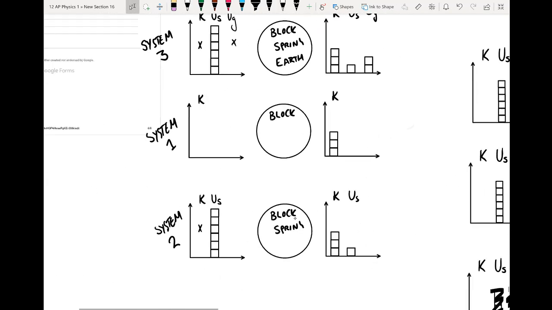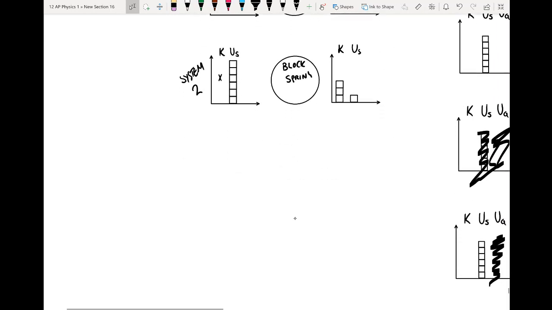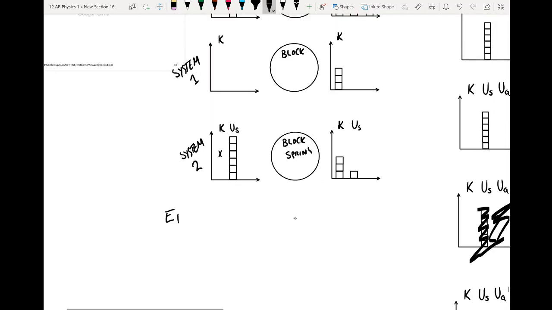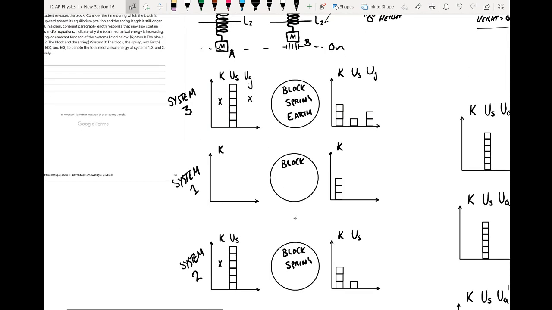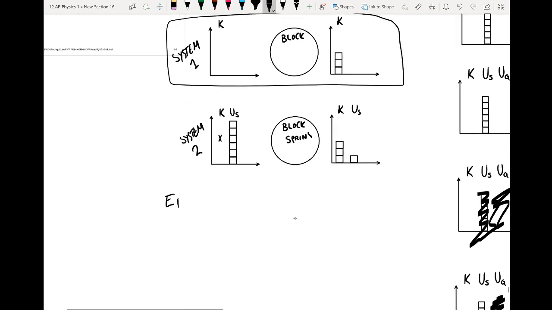So now let's think about what happened. Let's start off. So we can say, well, for system 1, so E1, the mechanical energy in system 1, again, remember mechanical energy just stands for kinetic and potential. So really all the energies we're looking at here. For system 1, this one right here, we see, oh, well, the mechanical energy went up.